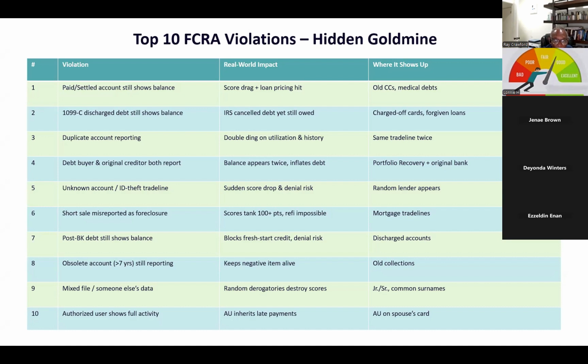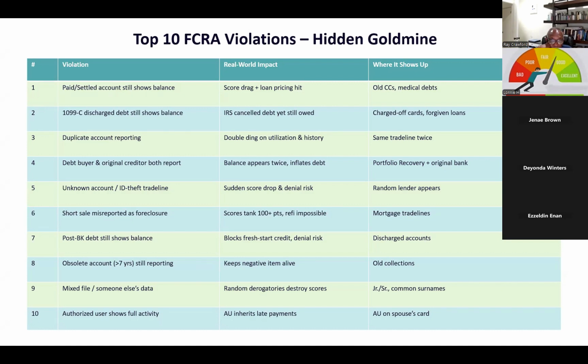A lot of this, where it shows up in the client's credit report, is old credit cards and medical debts, where it's paid settled but still shows a balance. The 1099-C is when the IRS has canceled debt, but it's still showing that it's owed even though it's already been canceled. So those would be charged off cards, forgiven loans, things like that.